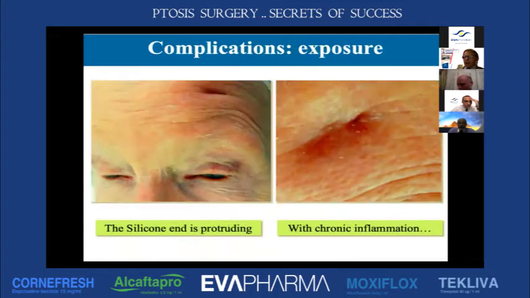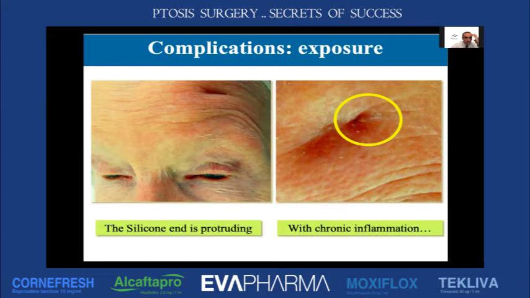So the other complication that we do see is this exposure. And it is true that if you can bury that end of the silicone effectively, you won't tend to get that exposure, but it has to be deep with deep closure. And here you see it. I hope you can see it on this slide here. You can see this end just coming through here. And the question is what to do about that. Well, certainly, if you clean it up and you bury it again, it might work. But quite often the inflammation continues and you have to pull the whole thing out.